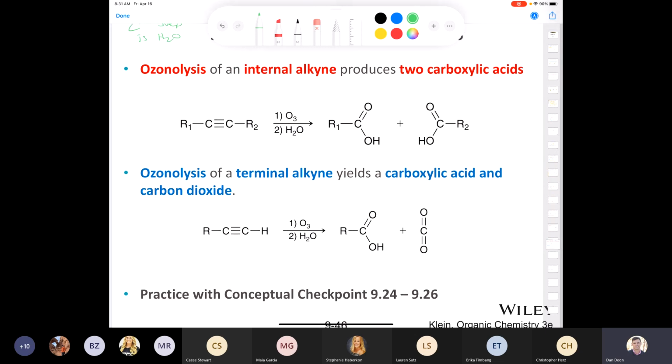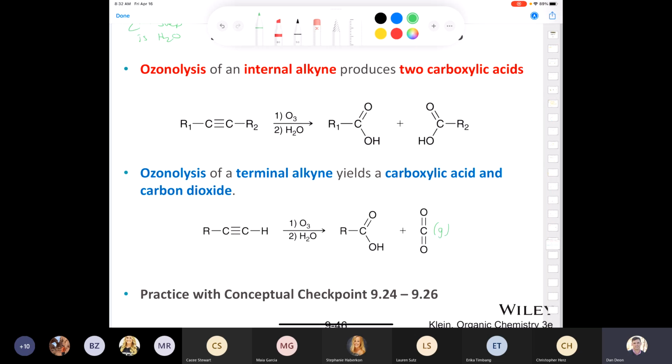Now what's going to happen? You can still try that same pencil trick or the eraser trick where you scribble this open here, and then you end up with the carbon forming a double bond to one oxygen and then a single bond to the other, and it produces a carboxylic acid. So when you do the ozonolysis of an internal alkyne, you end up with two carboxylic acids. If you have a terminal alkyne, you end up with one carboxylic acid from the R group, and then the other one just produces carbon dioxide gas. So that would just bubble out of the reaction mixture, right? CO2 is just a gas.